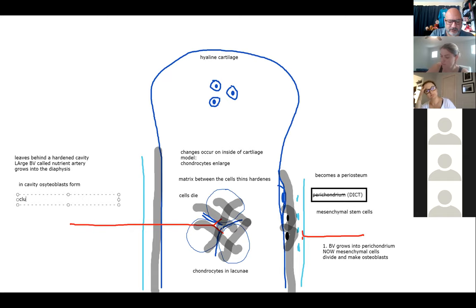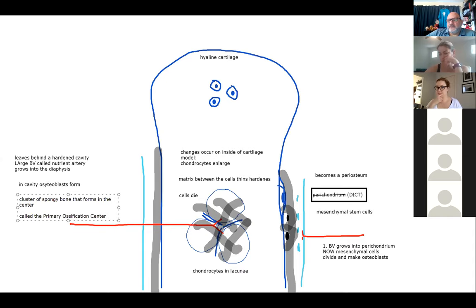And so what happens is we get a cluster of spongy bone that forms in the center of the diaphysis. And this cluster of spongy bone that is formed in the center of the diaphysis is called the primary ossification center, right? It's an ossification center. It is a center where bone is being formed. And of course, why is it the primary ossification center? What does primary mean? First, there you go, is the first one that forms. Excellent. Questions on this?